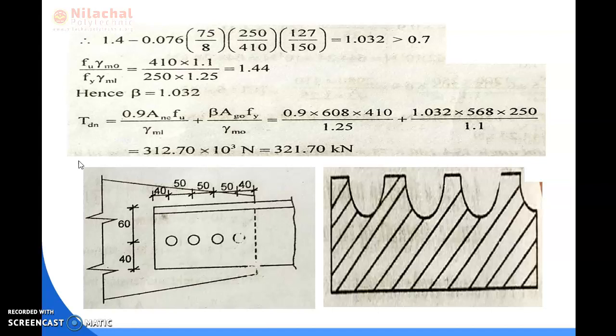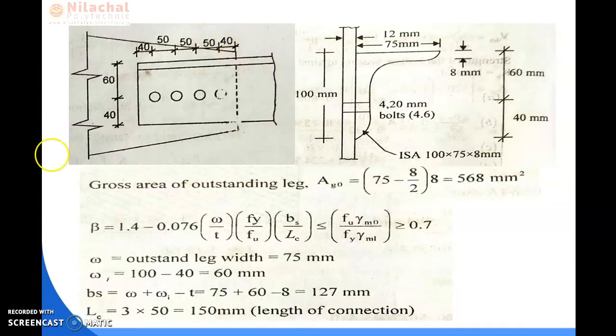So in the last class, we discussed a numerical based on unequal angle section. So now we will start from the beta calculation. For the beta calculation, we need to put the value of BS, LC and omega. The omega value is 75 mm, BS value is 127 mm and LC value is 150 mm. We calculated all these things in the previous class.